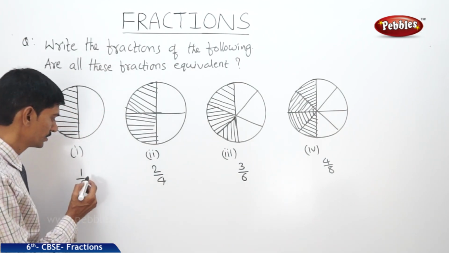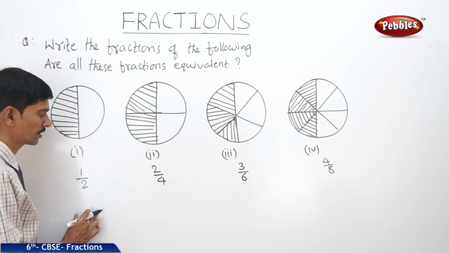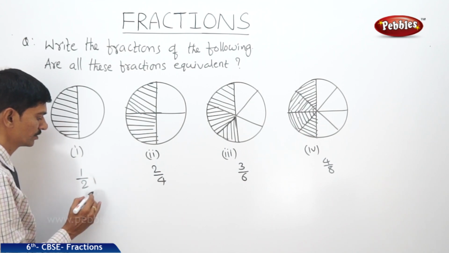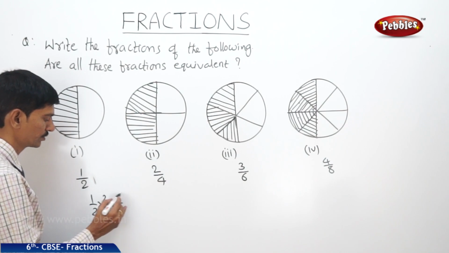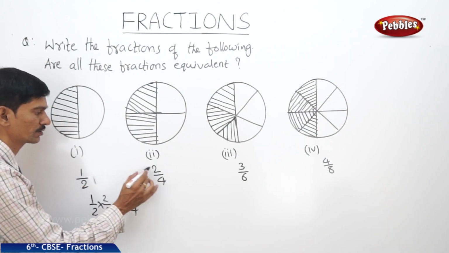Now let us check whether 1 by 2 and 2 by 4 are equivalent or not. If both numerator and denominator are multiplied by 2, then we get 1 2s are 2, by 2 2s are 4. So we got 2 by 4. So these two are equivalent.